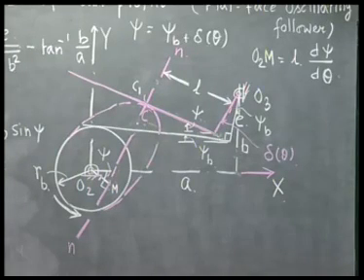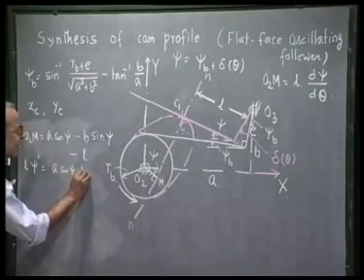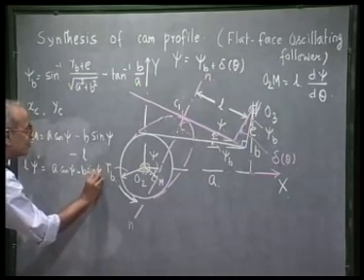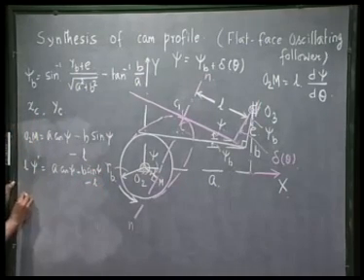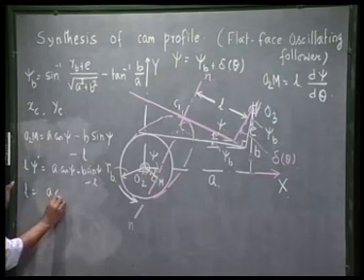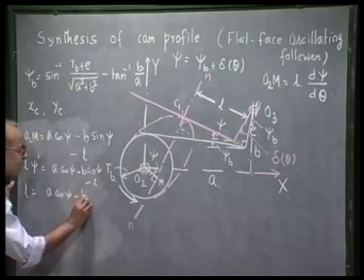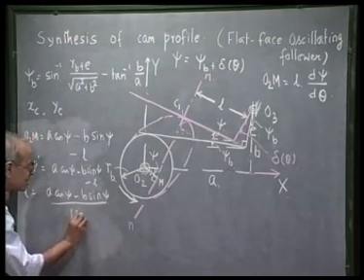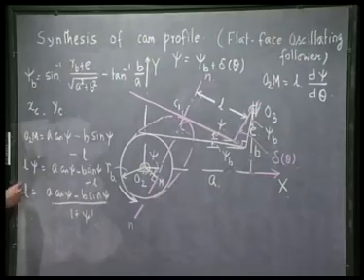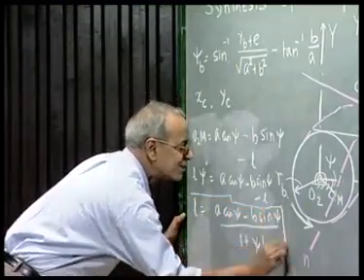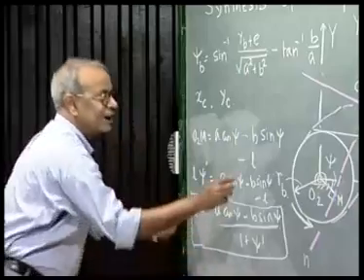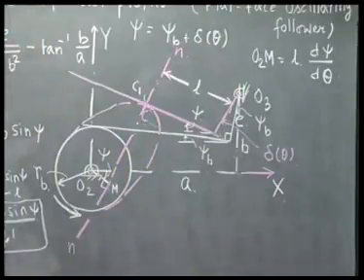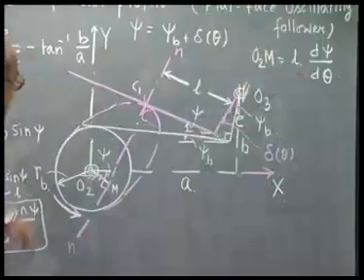And O2m is L psi prime. So, this is A cos psi minus B sin psi minus L. So, that gives me L equal to A cos psi minus B sin psi divided by 1 plus psi prime. So I get this quantity L, this distance L, which changes with theta because psi is a function of theta.